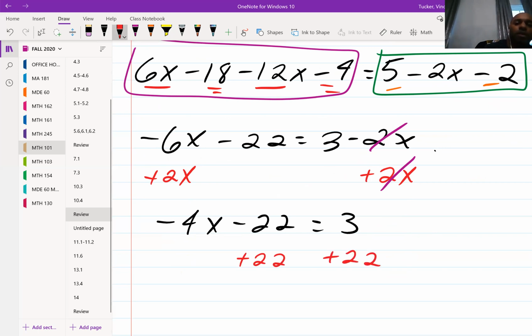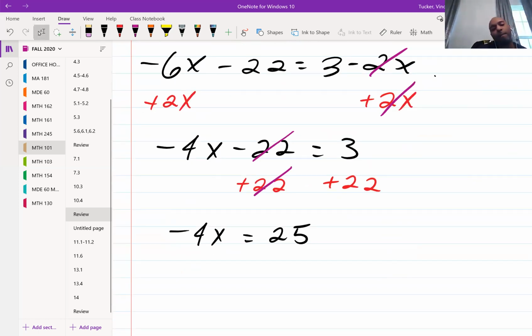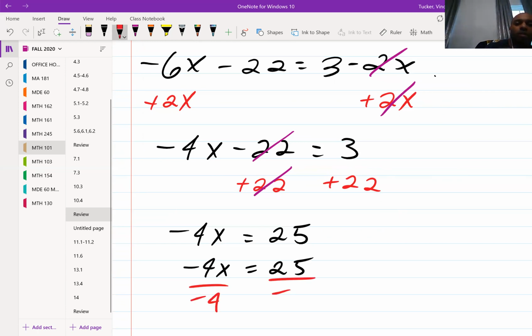Add 22 to both sides. So that's negative 4x equal to 25. Now we can finish it off by dividing both sides by negative 4. And x is equal to negative 25 over 4.